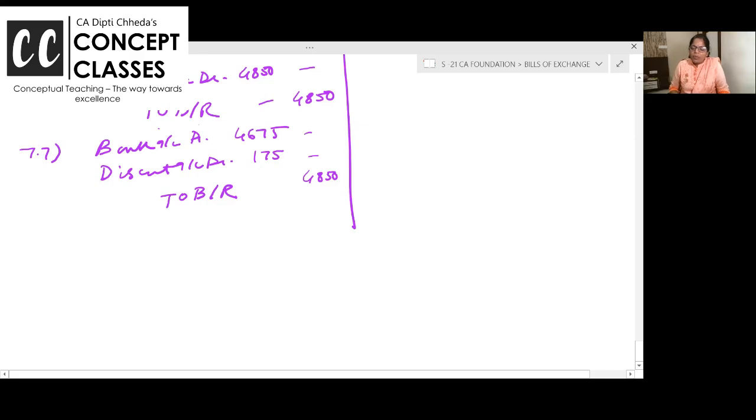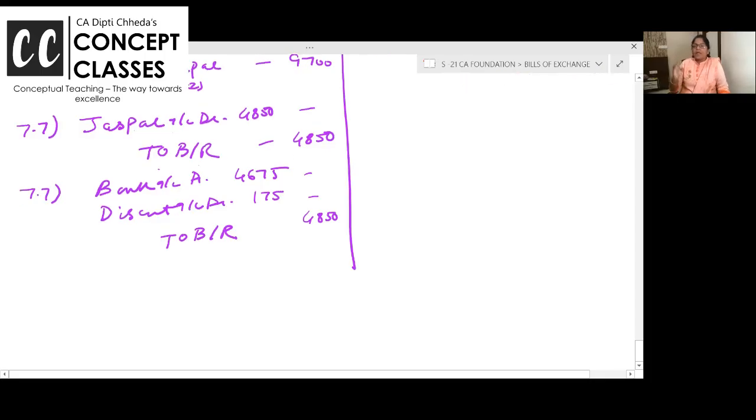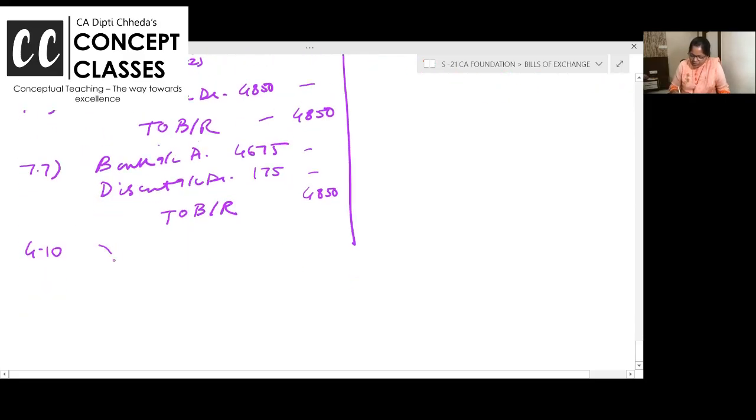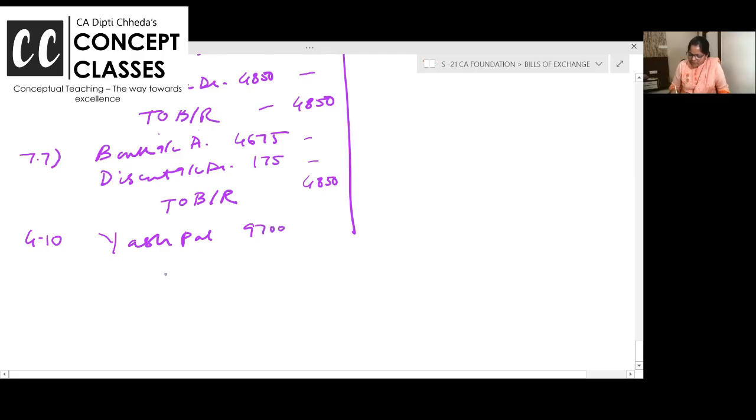Yashpal failed to meet both the bills. So now on due date, cancel the bill. These bills were for 3 months. 3 months means 1st July से 3 months, date of the bill से 3 months. 17 की जगह 18, 19, 110 and 410. 410 के दिन bills are dishonored. Yashpal, you have to pay me something else for 9,700.